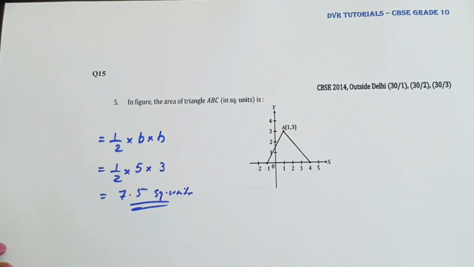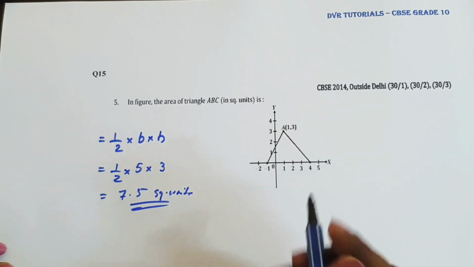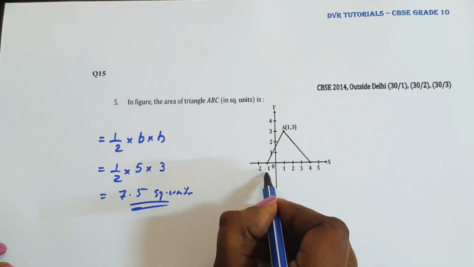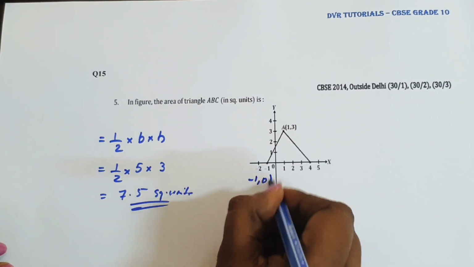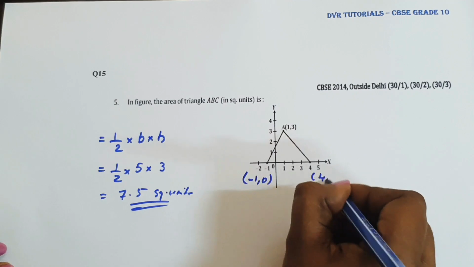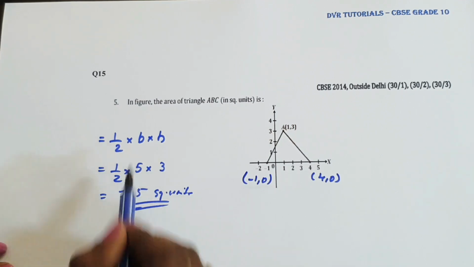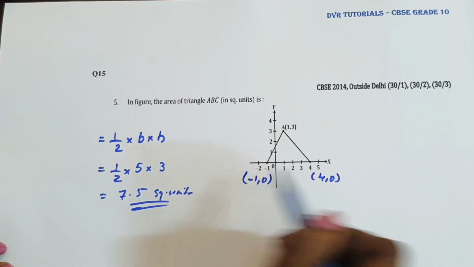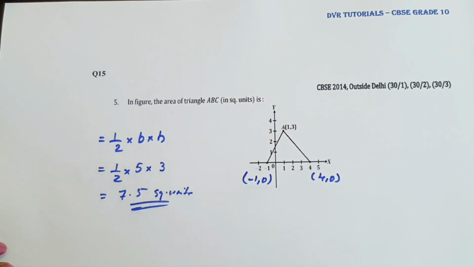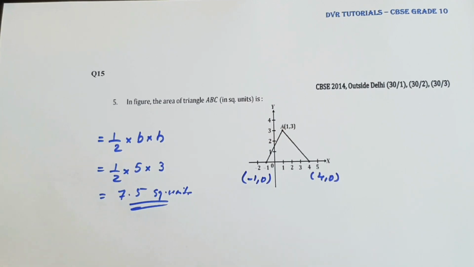Okay, job done. Now, if it comes in section B, section C and all, then they will expect you to write some steps. Then how will you do this? You will write this coordinate as (-1, 0) and this coordinate as (4, 0), and then you will use the area of a triangle formula. You will still get the same answer. Okay, so for a one marker, don't sit and do the area of the triangle formula. You just go for this method. It is always correct.